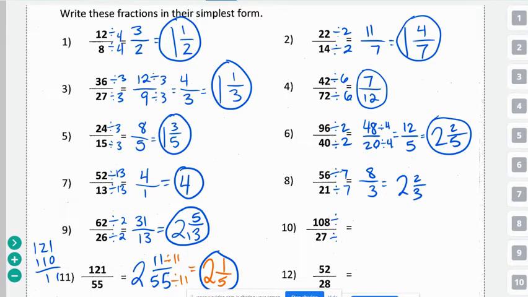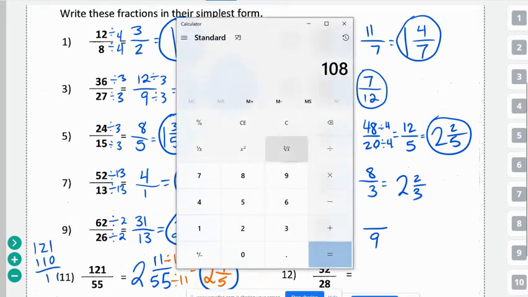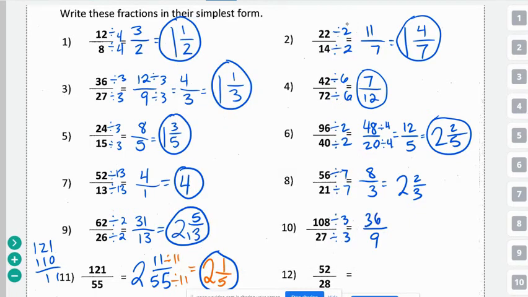108 divided by 27, I'm going to guess they're both divisible by 3. 27 divided by 3 is 9, and 108 divided by 3, let's use our calculator. 108 divided by 3 is 36. And you know what? 36 divided by 9, if we divide them both by 9, we get 4 over 1, which is just 4. Circle your answer.